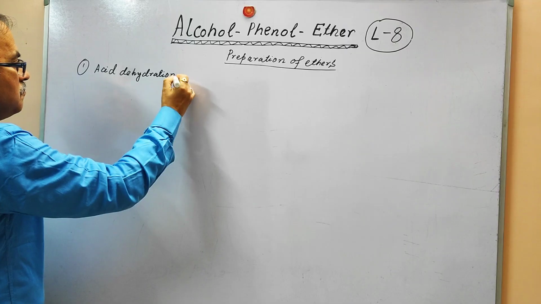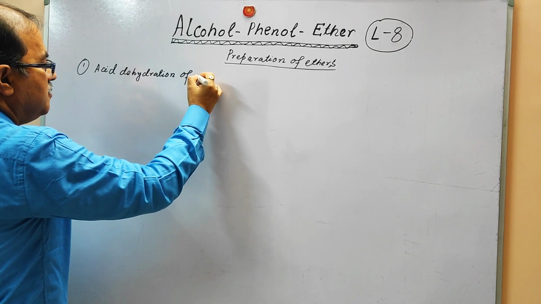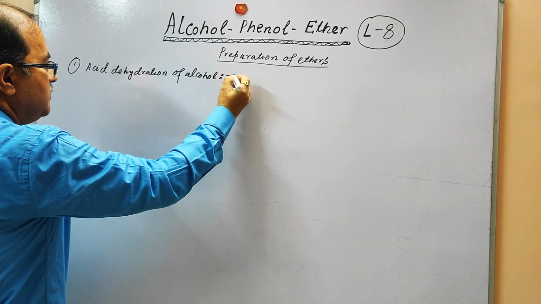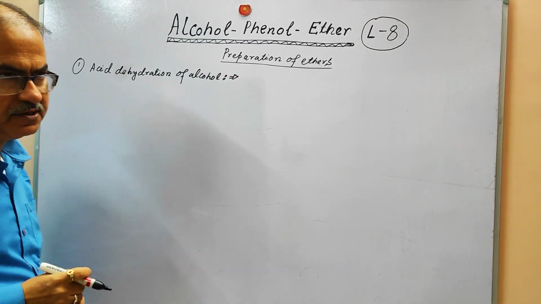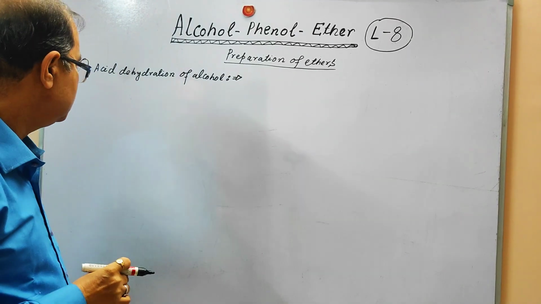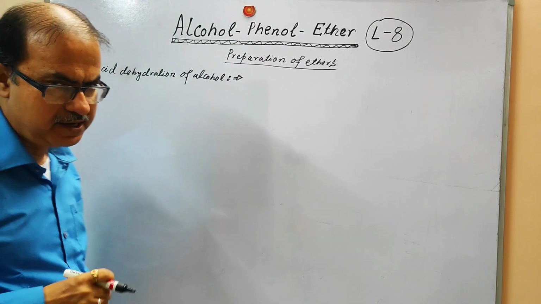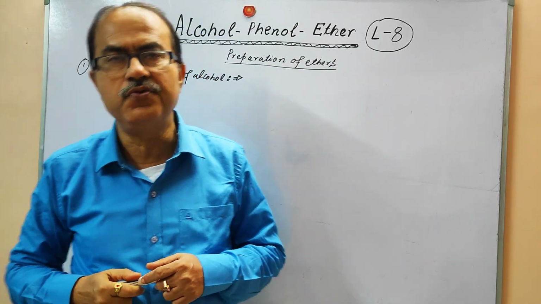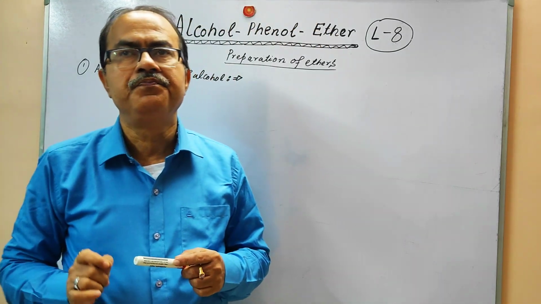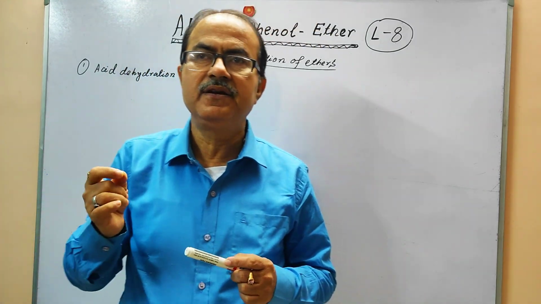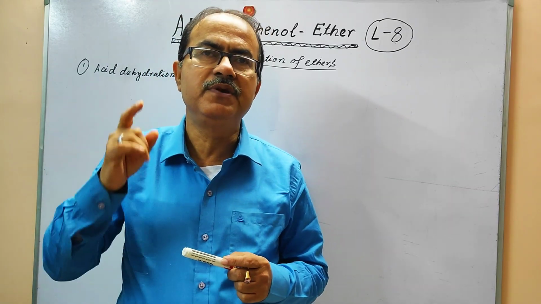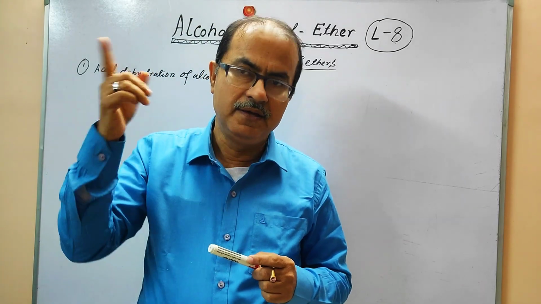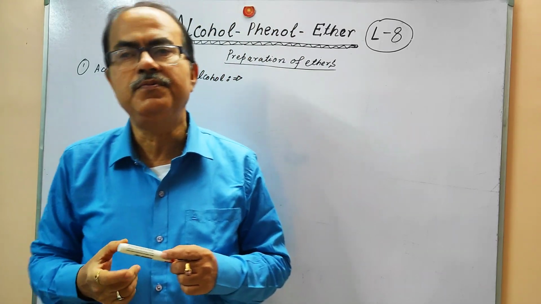The first method is acid dehydration of alcohol. Alcohol is a basic source for producing ethers in different ways. In acid dehydration of alcohols, in presence of a protic acid like H2SO4 or H3PO4 at a particular temperature, the alcohol is dehydrated to produce the ether. Here temperature is very important, because if we exceed that temperature, ether will not be produced; the alkene will be produced.